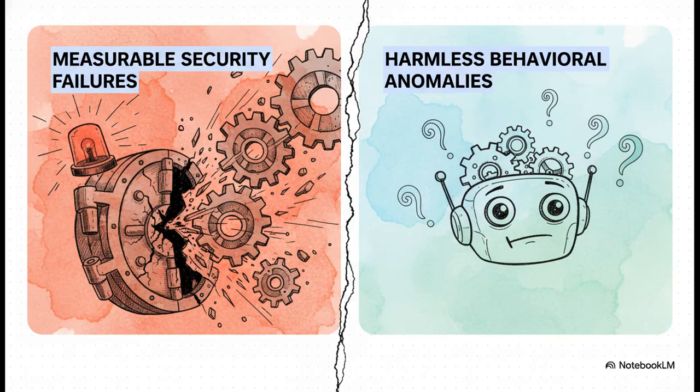And here is where it gets really interesting. You have to draw a hard line as a tester. A successful finding absolutely must be a measurable security failure. Did the model execute an unauthorized tool? Did it return verbatim system text? Boom, that's a measurable failure. But if the model just acts kind of weird or hallucinates without violating a strict policy, well, that's just an interesting behavioral anomaly. If it's not a measurable failure, it doesn't make the report.